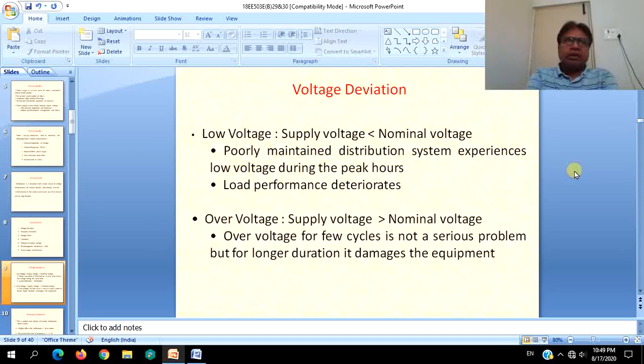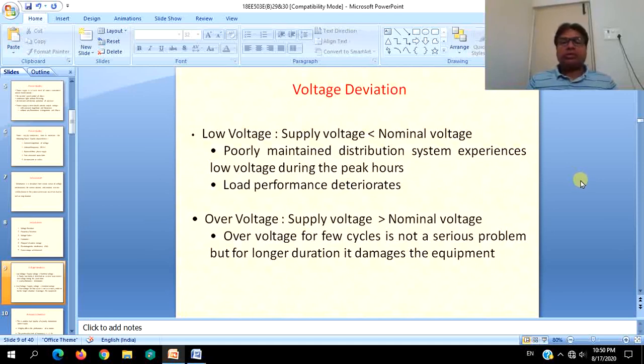Peak hours means those times of the day and night, from 0 to 24 hours, where maximum load will be connected or consumed from the supply. When it comes to commercial, during the evenings from 6 to 9 it will be maximum. For domestic it will be maximum during the morning, 7 to 9. Agriculture loads normally are maximum during the nights.